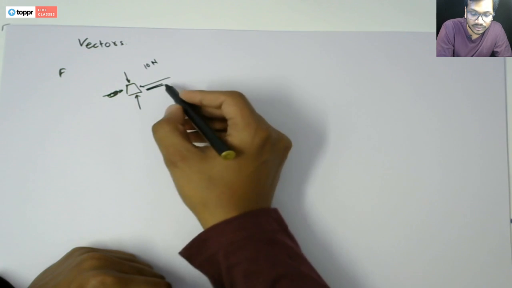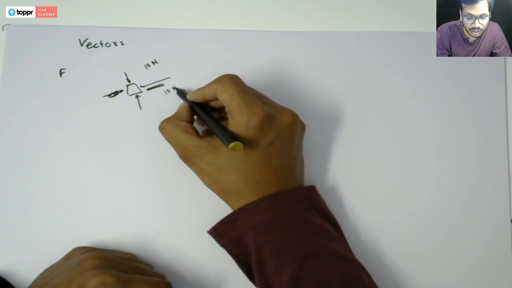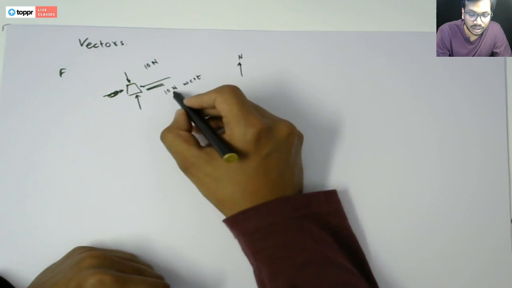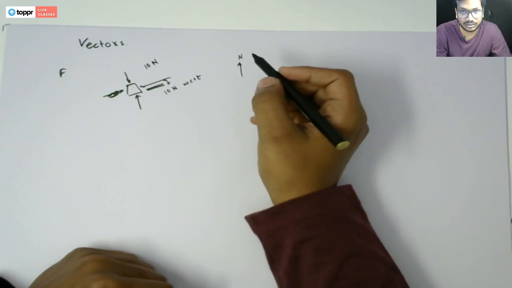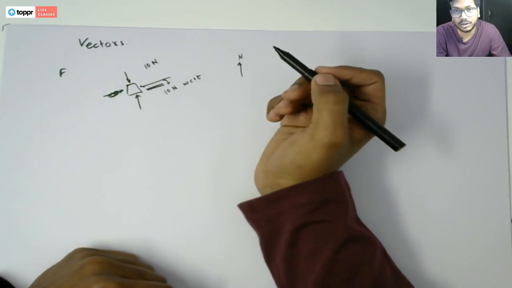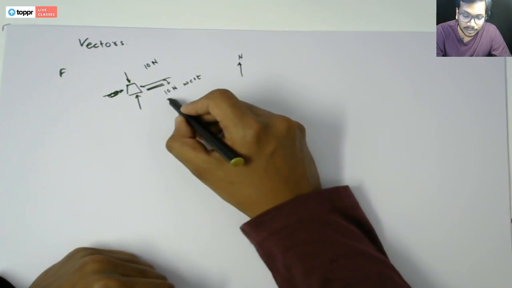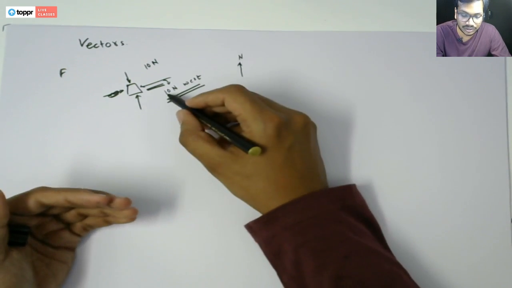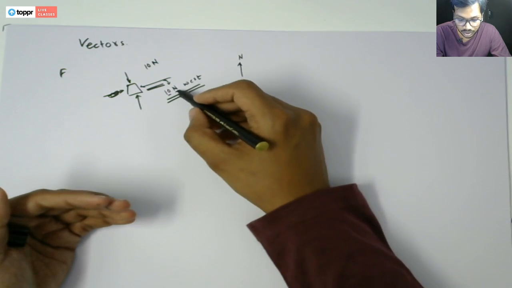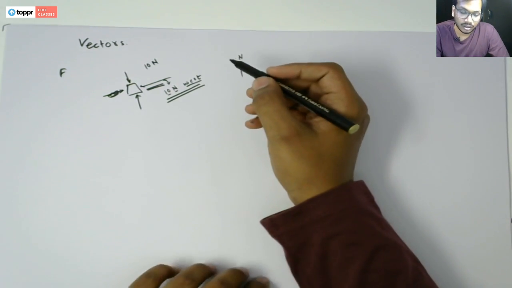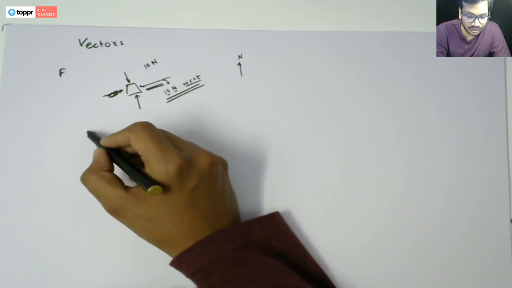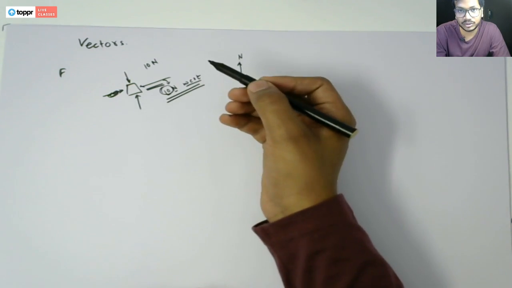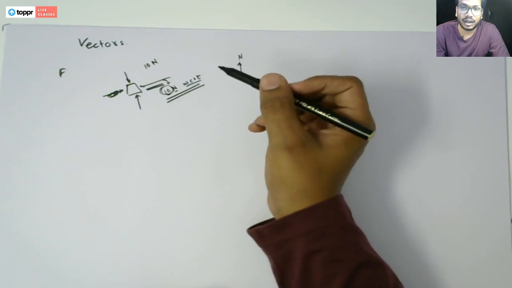So I can call this force 10 Newton force acting towards the west. Assuming this is the north direction, this force is 10 Newton to the west. This would be 10 Newton to the north, this would be 10 Newton to the south. So this is the complete notation for how you should write a vector. You should always write a magnitude, its unit, and its direction. So this is what a vector is. A vector is a quantity that has a magnitude, by magnitude I mean the numerical value associated with the quantity, and a direction.